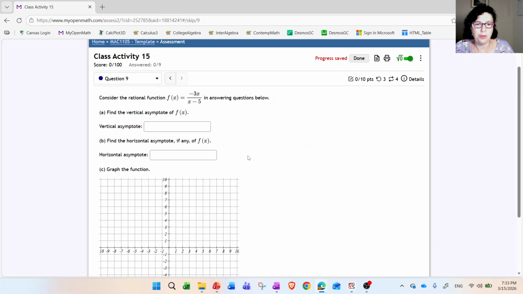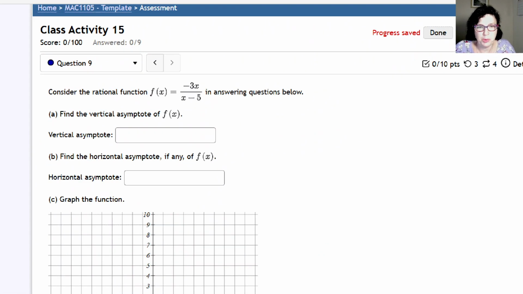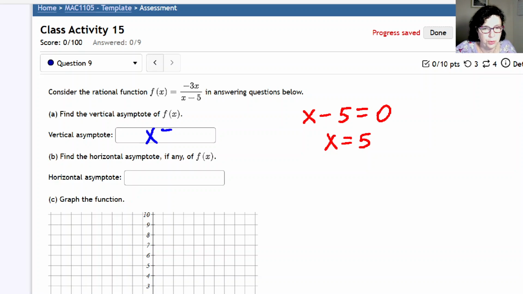The first is, let's review how to find the vertical asymptote. Vertical asymptotes happen whenever we are dividing by zero, which is not allowed. So the graph is going to break at that point. And when are we dividing by zero? When the bottom is zero. In this case, it's pretty easy. If you just set x minus 5 equal to 0, that gives you x equals 5. So that is going to be your vertical asymptote.